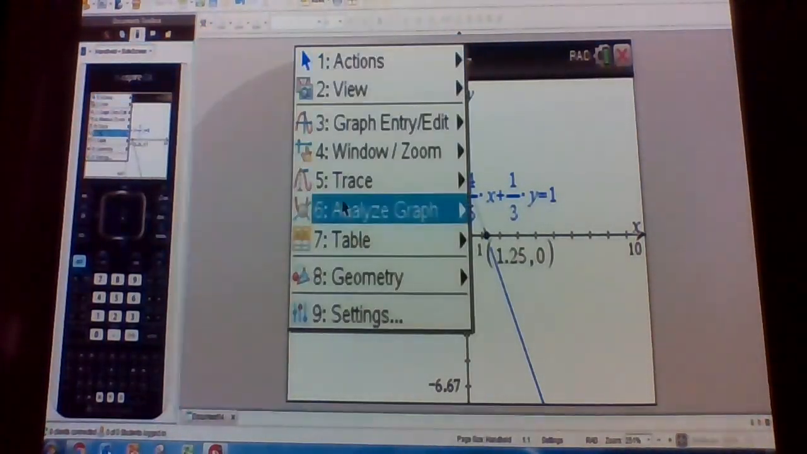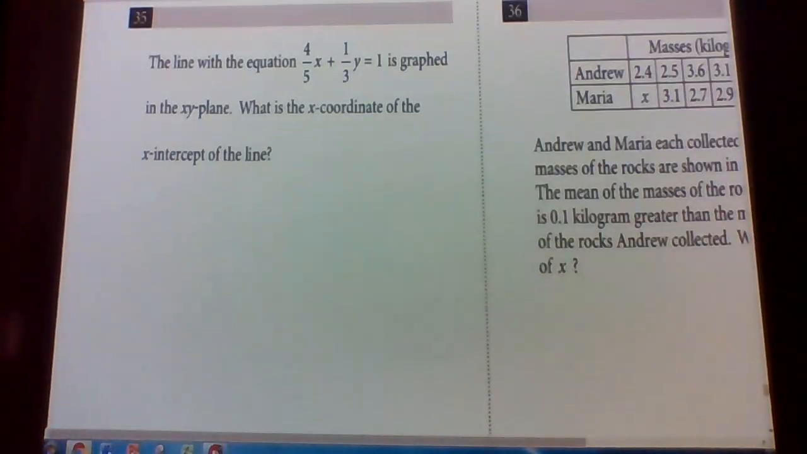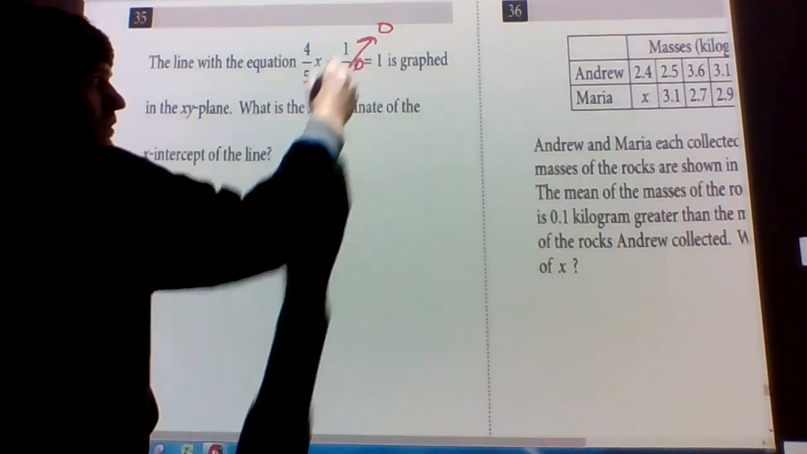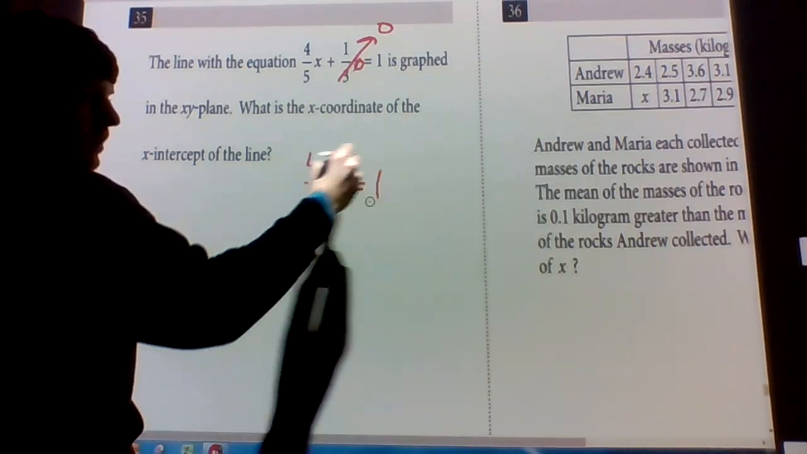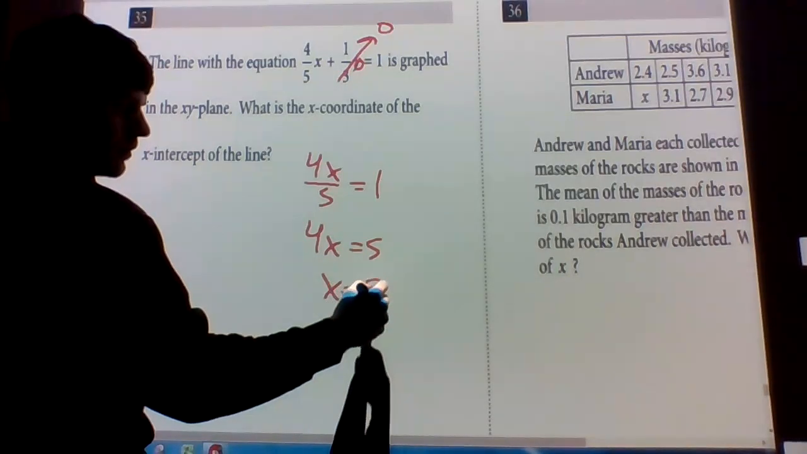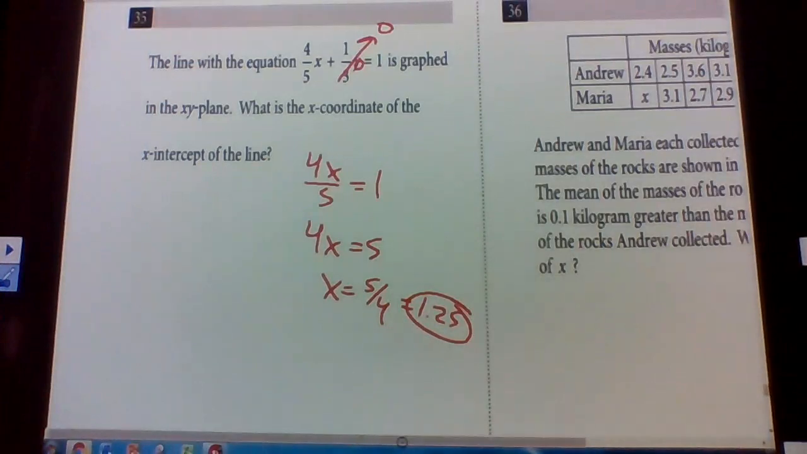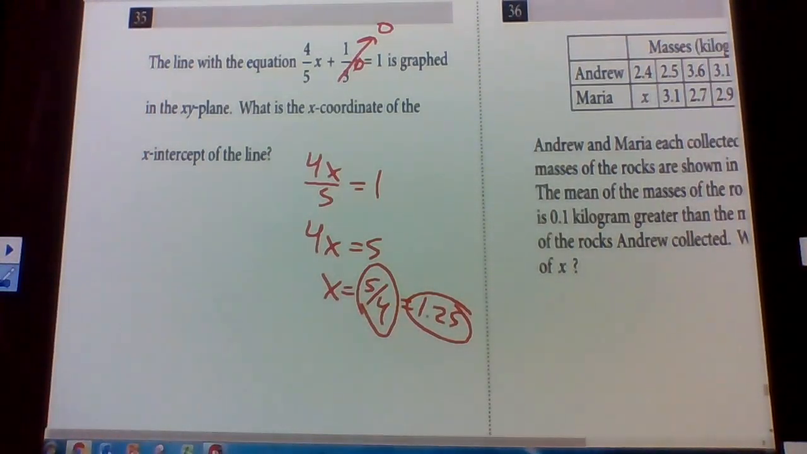Again, we went to menu, analyze graph, zero, and that was 1.25. If you want to do it by hand, you put in a 0 here. So you put in a 0, that becomes 0, and you get 4x over 5 equals 1. Multiply by 5, so 4x is equal to 5, so x equals 5 over 4, which equals 1.25. So either of those answers are good. All right.